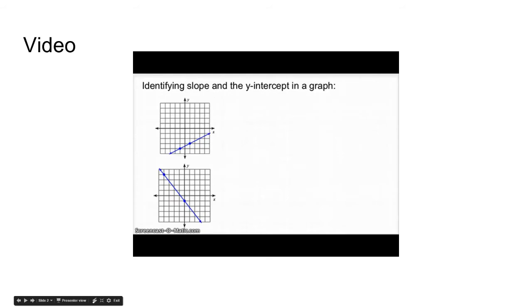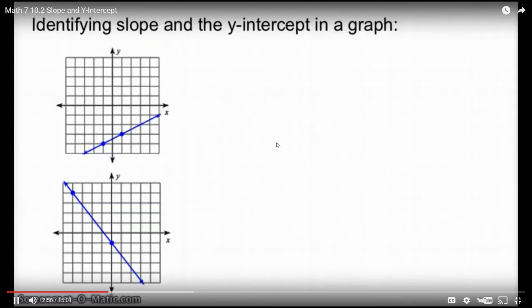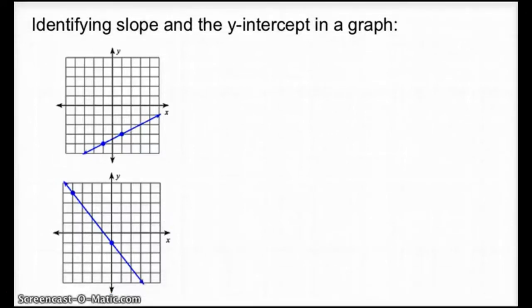So, identifying slope and the y-intercept in a graph. We are going to do 4 of these examples. If you want, you can sketch these on a piece of graph paper or on a piece of real paper. Just make sure that you have the 2 points plotted correctly so that you can count your slope.